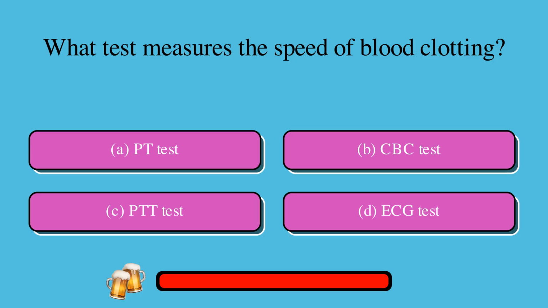What test measures the speed of blood clotting? A. PT test, B. CBC test, C. PT test, or D. ECG test? The correct answer is A. PT test.